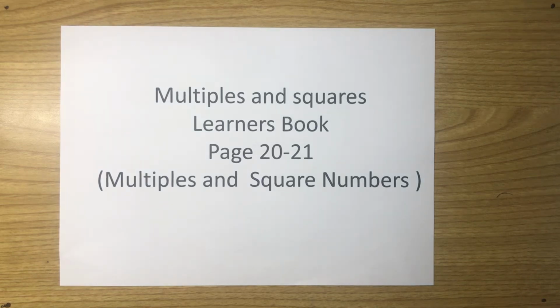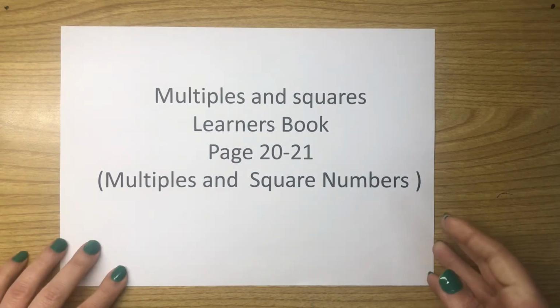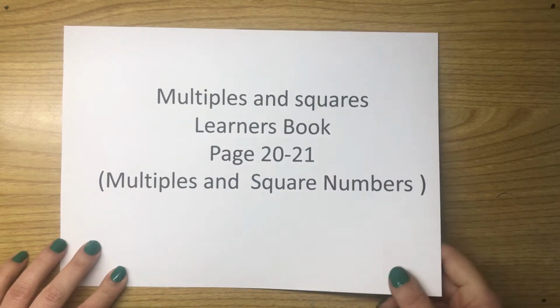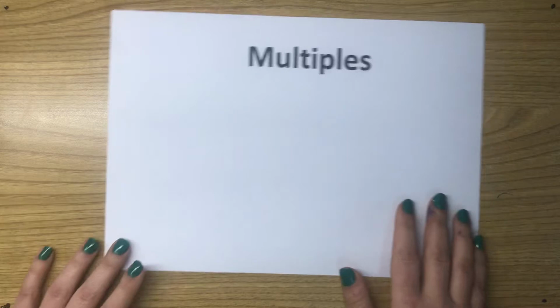Multiples and squares. From your learner's book, page 20. What do we mean by squares? Squares are the square numbers we are going to be introduced to right now. The multiples, I guess I mentioned this word before. What are the multiples? Let's revise.